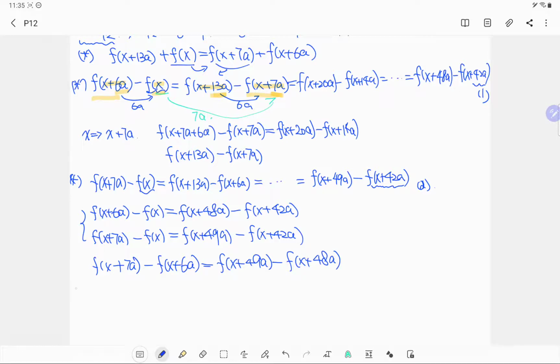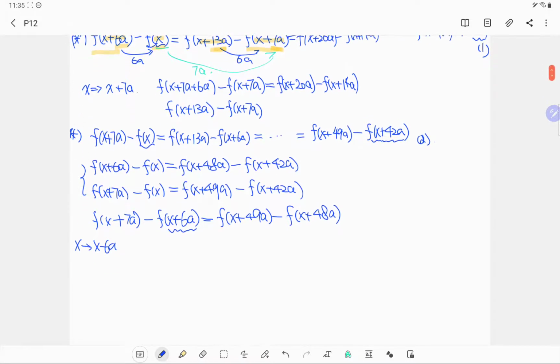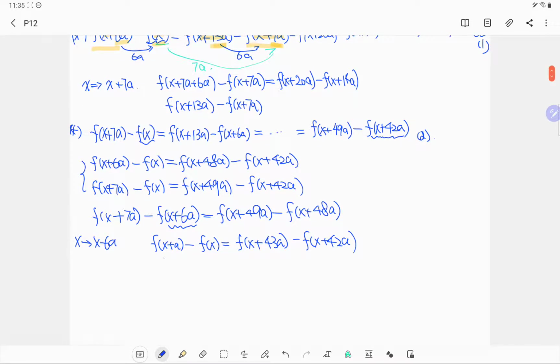Actually, we can substitute x by x - 6a. So then we shift this term back to f(x). So it will be f(x+a) - f(x) = f(x+43a) - f(x+42a). Yeah, we'll see that the difference between these two arguments is a. The difference between these two arguments is also a.